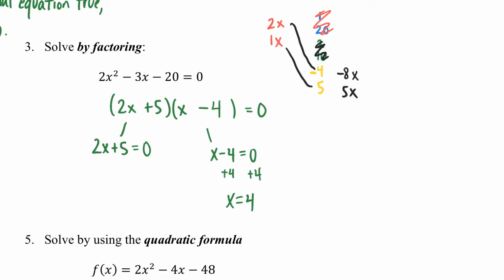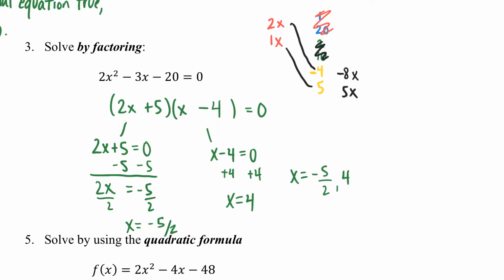Okay, so 2x plus 5 is equal to 0. We're going to subtract 5 from both sides. And then we get 2x is equal to negative 5. And then if we divide by 2, we get x is negative 5 halves, right? Negative 5 over 2. So what's our solution here? Our solution here is x is negative 5 halves and 4. Both of those work.